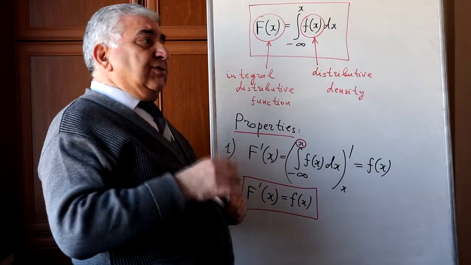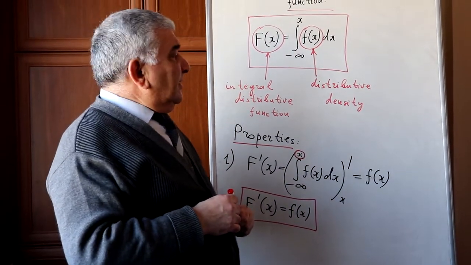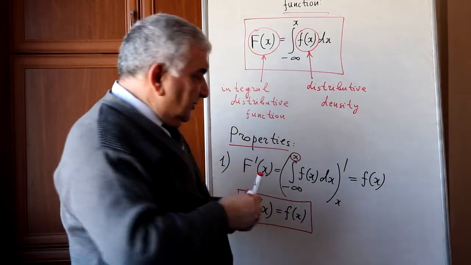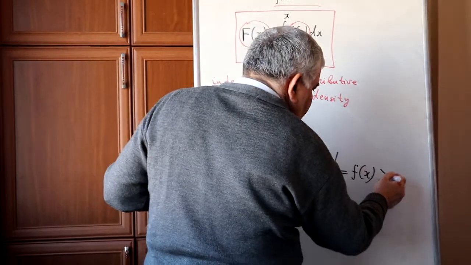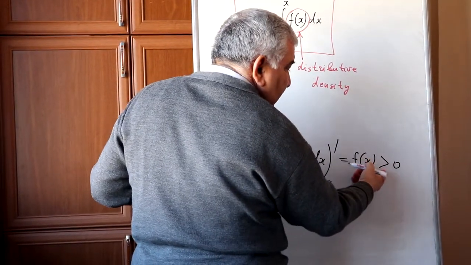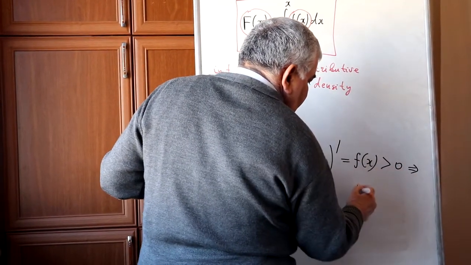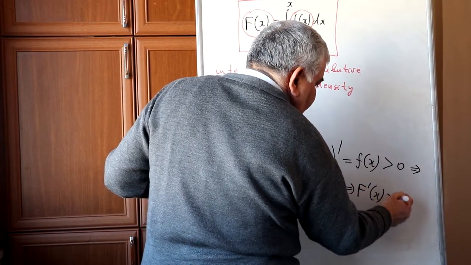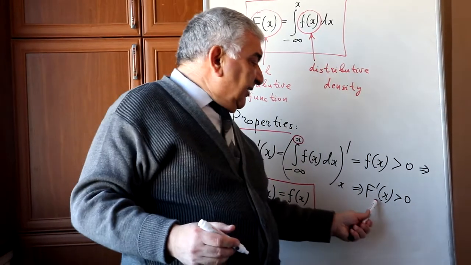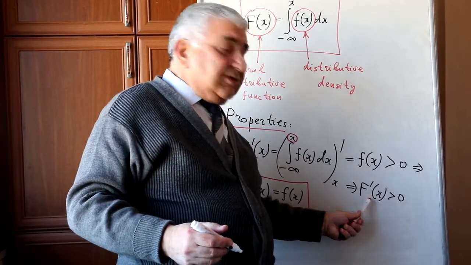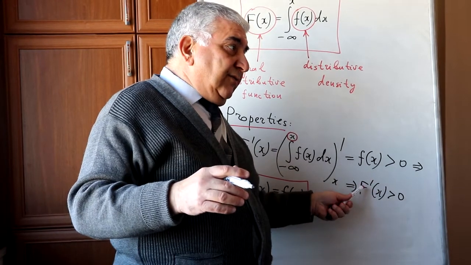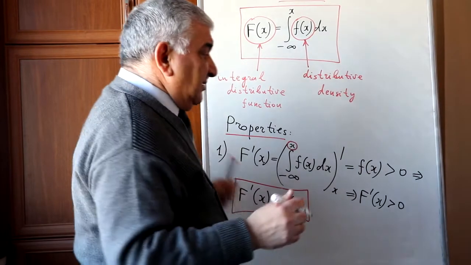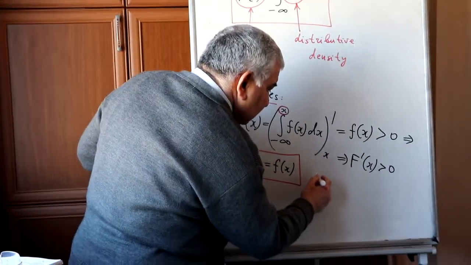And also it is known that the distributive density is always a positive function. F little of x is positive, then F capital prime of x also is positive, and it means that the derivative of function F capital of x is positive, and it means F of x is an increasing function. That is, F of x increases.